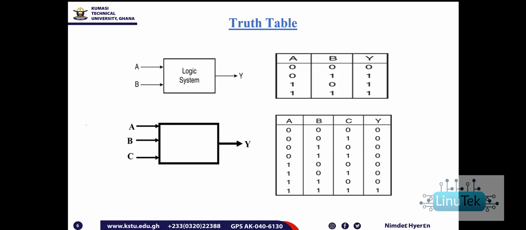So for instance, when we take this logic system where we have input A and input B, and then an output Y, because the inputs here are 2, we would have 2 raised to the power 2, which would give us 4 possible combinations of A and B. So for A and B, you have 0, 0 as the first combination. Then the second combination, you have 0, 1, 1, 0, and then 1, 1.